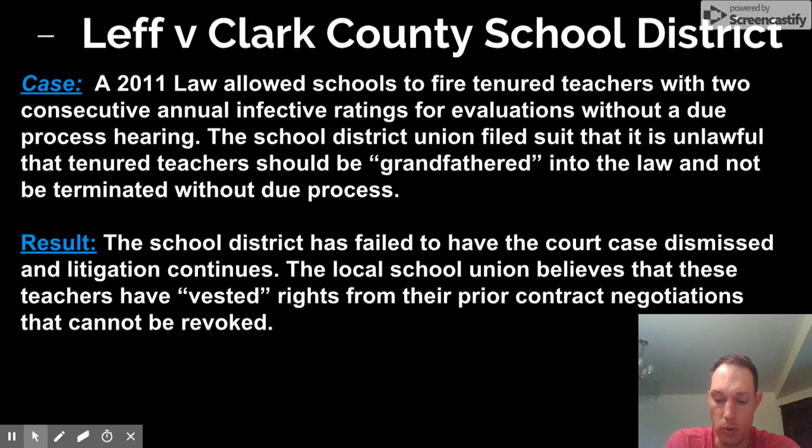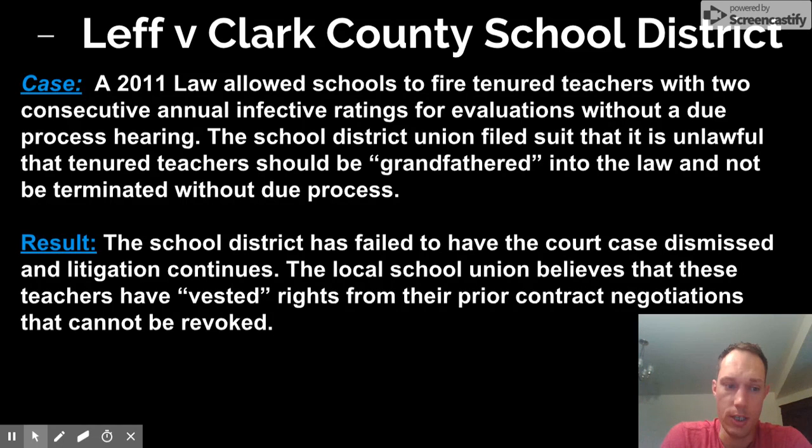The court case I looked at was Lefft versus Clark County School District. This is a 2011 case allowing the schools to fire tenured teachers with 2 consecutive annual ineffective ratings on evaluations, without a due process hearing. The union was basically saying this isn't fair because the teachers that were tenured earlier should be grandfathered into the law, and it should not apply to them, and they should not be terminated without due process, since they're changing the system while these teachers were currently tenured.